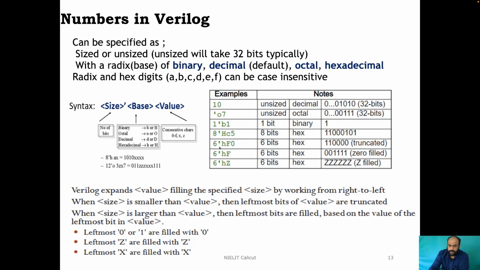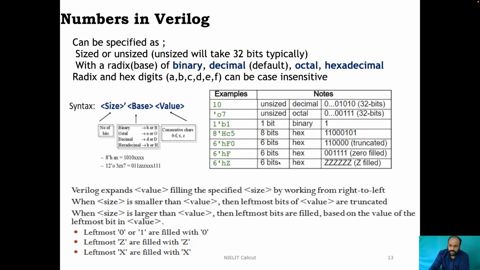You can see this example. The number to be represented here is F0. This number actually should consume 8 bits for full storage, but you have specified a size of only 6 bits. So the 6-bit binary representation will carry only the lower bits, so the initial bits will be truncated. It will get slightly truncated.